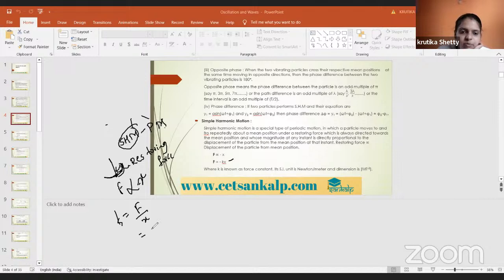What is the unit of force? Yes, students, what is the unit of force? Yes, it is Newton. Then displacement is given in terms of meters. So it is nothing but Newton per meter. And the dimension formula is M T raised to minus 2. So M T raised to minus 2 is the dimension formula of the force constant K. Yes. So let us go for the next one.